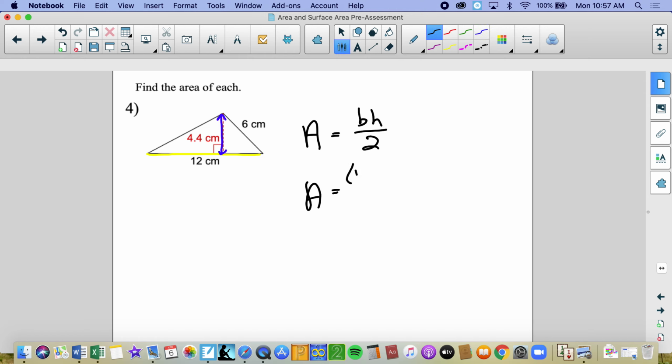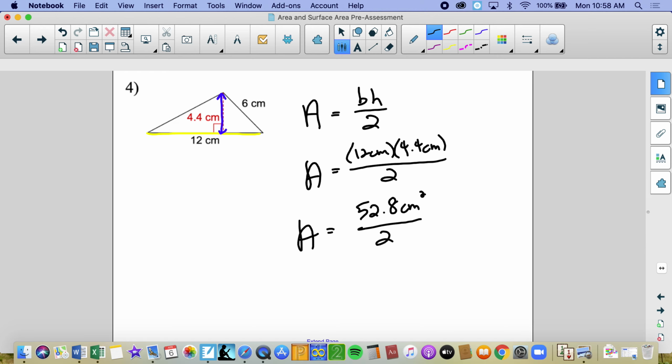So my base is going to be 12 centimeters. My height is going to be 4.4 centimeters, divided by 2. 12 centimeters times 4.4 centimeters gives me 52.8 centimeters squared divided by 2. And then I take half of 52.8 centimeters squared and I get 26.4 centimeters squared. That'll be the area of that triangle.